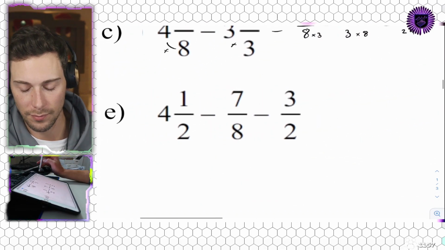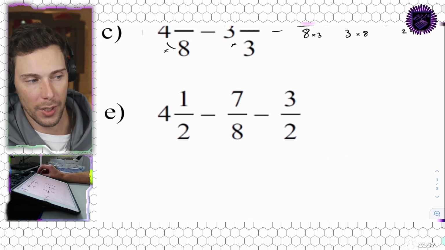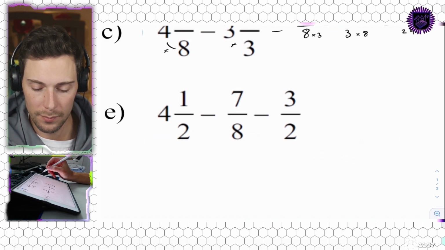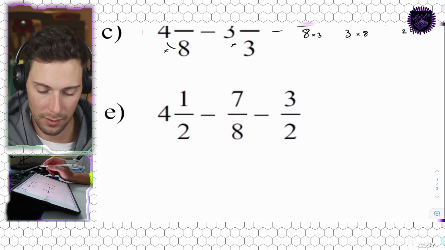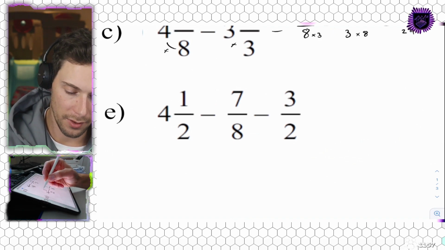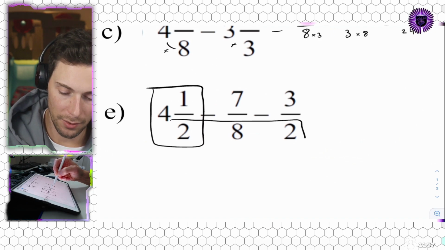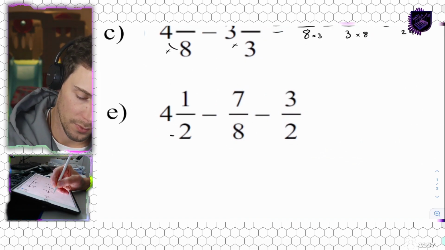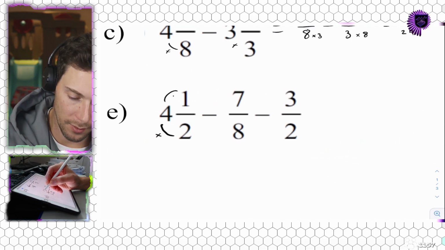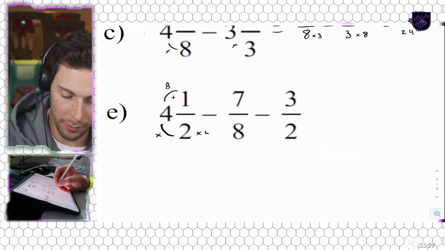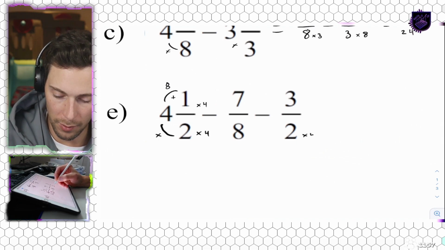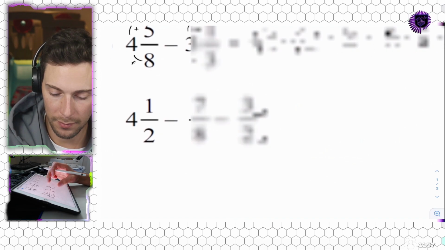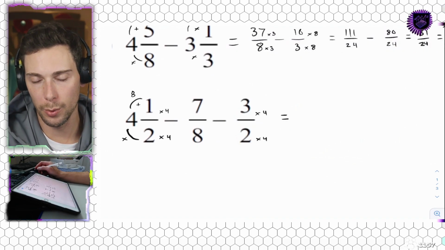3 numbers. Okay. Let's convert this to improper, and then we'll find our common multiple, which will be 8. So we're going to go 2 times 4, multiply, and then we're going to add that addition to the top, which would be 8. And then we're going to multiply this by 4 and that by 4 and this by 4 and that by 4. We're going to do all this in one step to get to our equivalent statement here.